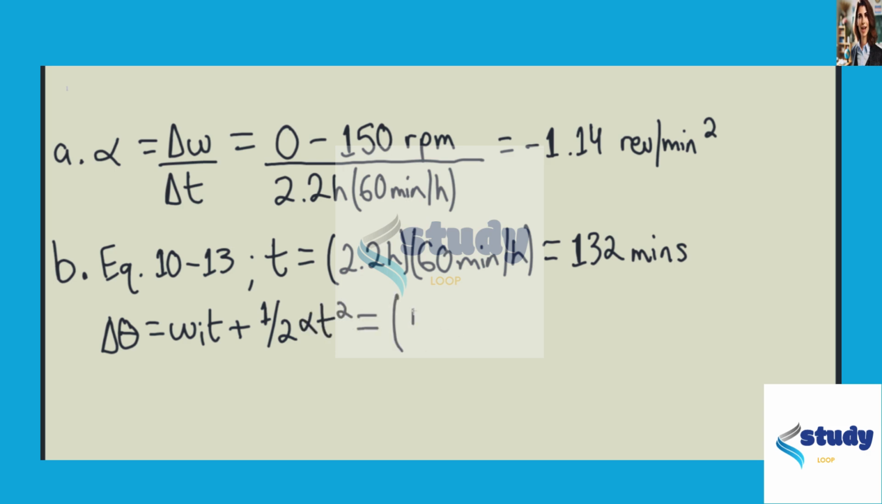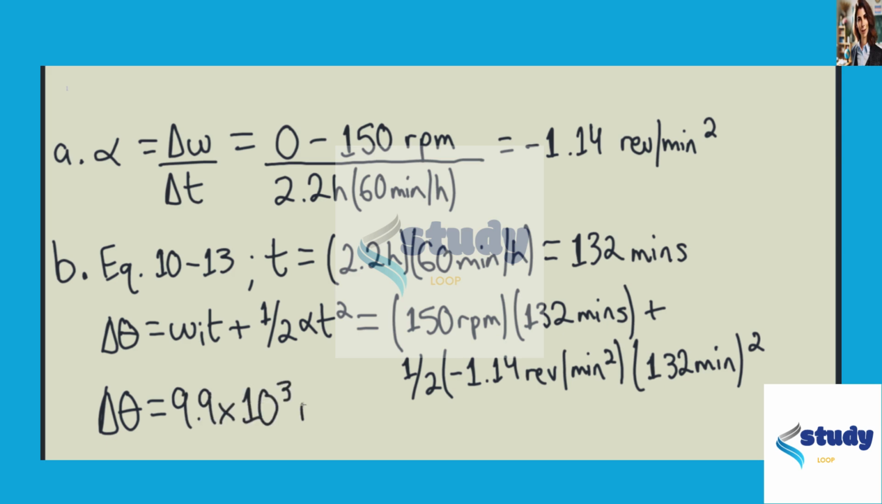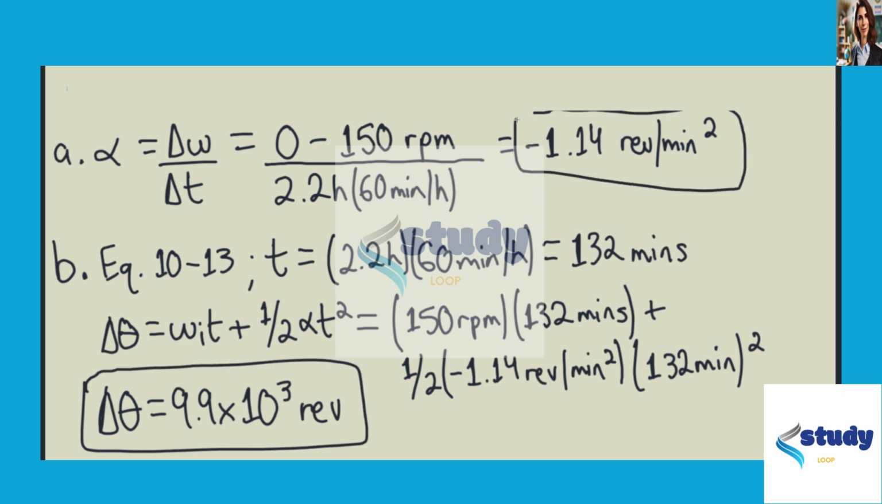This is going to be equal to 150 revolutions per minute multiplied by 132 minutes. And then this would be plus 1/2 times negative 1.14 revolutions per minute squared multiplied by 132 minutes quantity squared. And we find that delta theta would be approximately 9.9 times 10 to the third revolutions. So this would be our answer for part B.